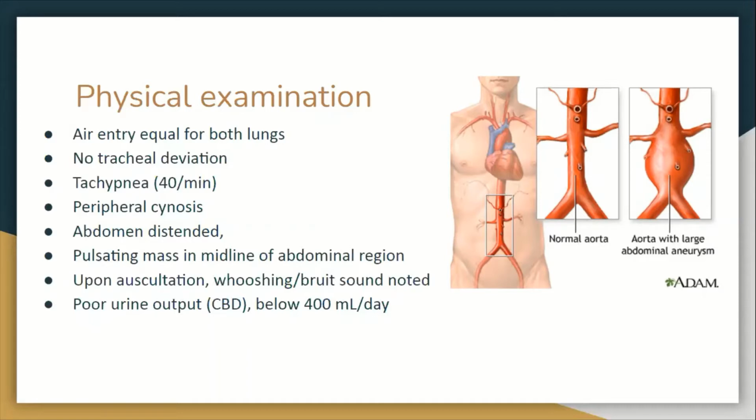We can see that due to the tachycardia and tachypnea, the patient is in peripheral shutdown, presenting with the upper limbs and lower limbs cold, clammy and pale. The abdomen is also distended due to the aneurysm of the aorta. We can feel a pulsating mass in the midline of the abdominal region.